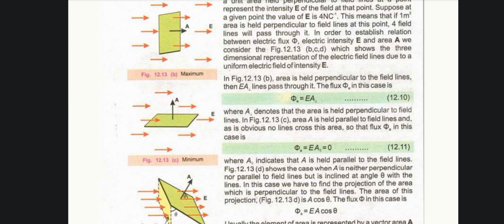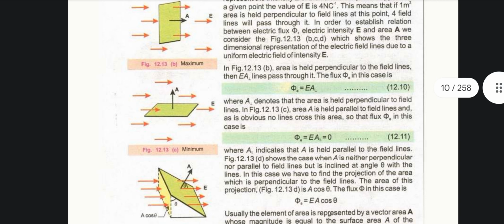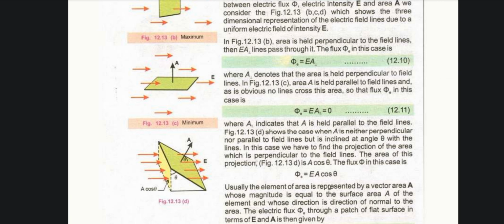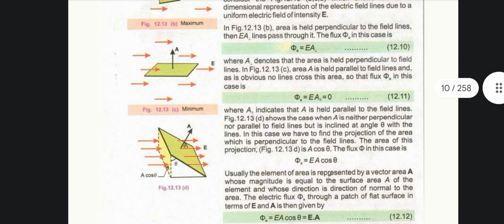In order to establish the relationship between electric flux phi, electric intensity E and area A, we consider figure 12.3 b, c, d, which shows the three-dimensional representation of the electric field lines due to the uniform electric field of intensity E. In figure 12.3b, area is held perpendicular to the field lines, then EA lines pass through it. The flux phi E in this case is EA, where A denotes that the area is held perpendicular to the field lines.